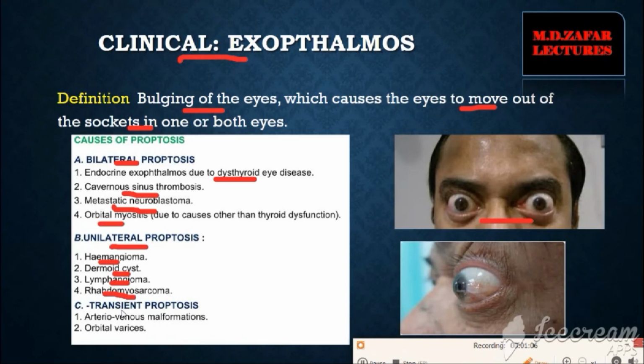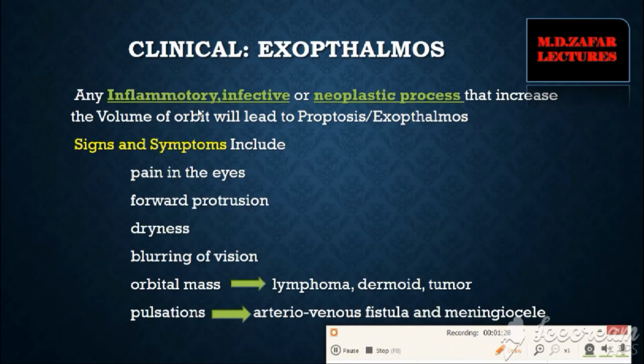However, there is a third type of proptosis known as transient, and it will occur in two specific cases. They include AV malformation and orbital varices. Now, further talking about exophthalmos, any inflammatory, infective, or neoplastic process that increases the volume of the orbit will lead to forward protrusion of the eyeball, which is known as proptosis or exophthalmos.